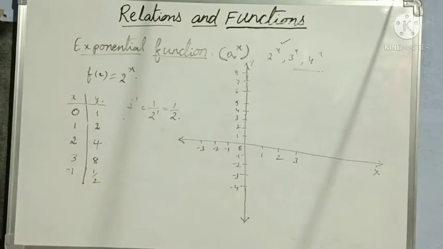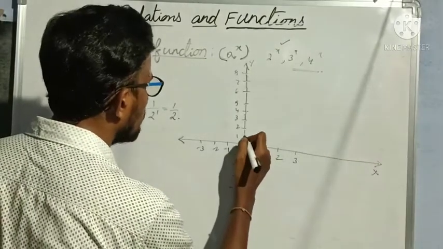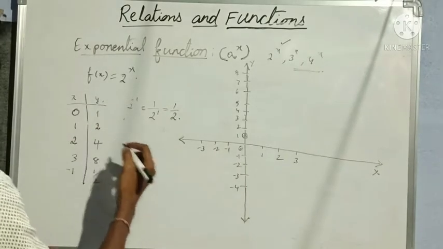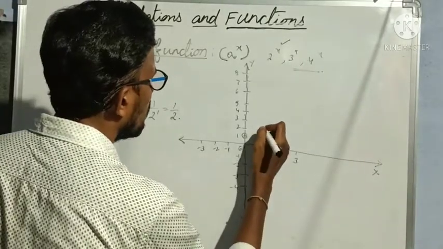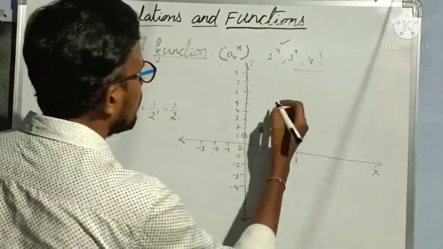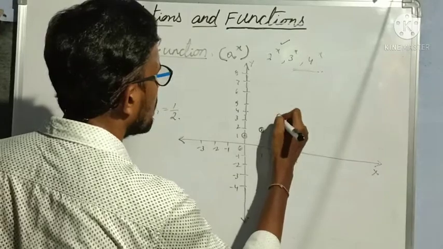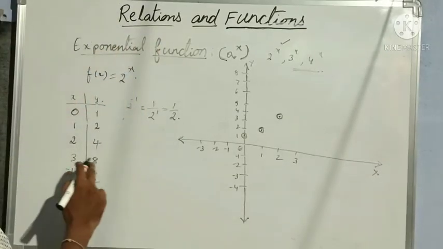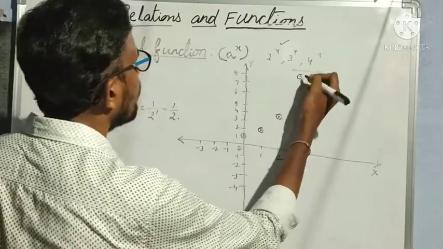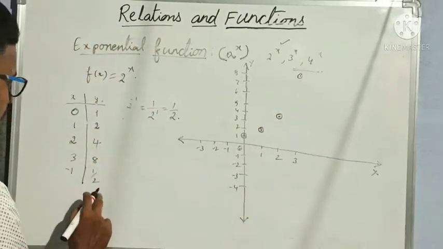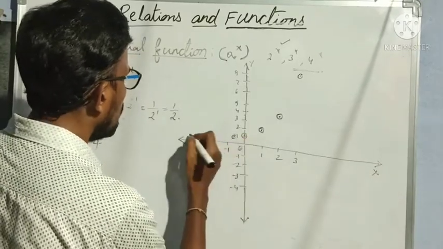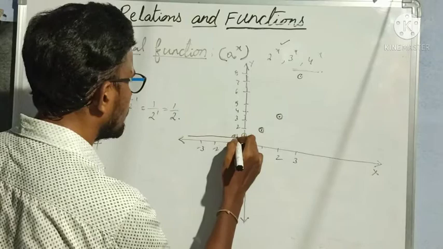So now let us plot the graph. 0, 1. When x is equal to 0, y value is 1. So this is the first point. Next, when x is equal to 1, y value is 2. So 1, 2. This is the second point. When x is equal to 2, y value is 4. So 2, 4. This is my third point. When x is equal to 3, y value is 8. So 3, 8. This is my fourth point. When x is equal to minus 1, y value is 1 by 2. Means here in between 0 and 1 I will get. So my graph will be something like this.